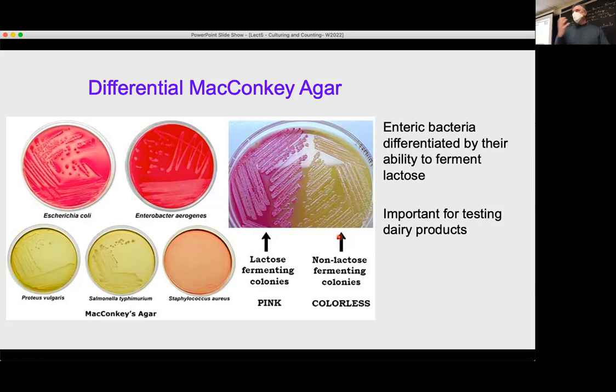What happens when these organisms break down the lactose in the media is there's a pH change, and, you know, it's like chemistry. You get a pH change with your indicator. The indicator changes color. So what are some indicators? Phenolphthalein, litmus. There's lots of different indicators that you can use.